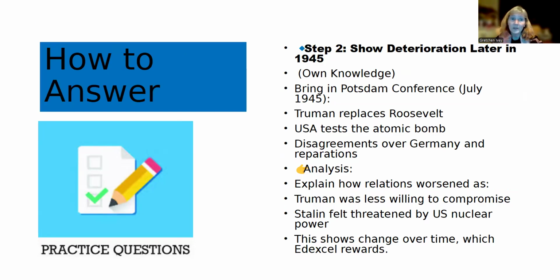Truman did not trust Stalin. Roosevelt was willing to work with him. Didn't particularly like him, but he's like, I can work with this guy. Truman, no, did not trust Stalin as far as he could throw him. Stalin felt threatened by U.S. nuclear power, the fact that we had the atomic bomb, and we'd shown that we would use it on Japan in World War II. And this shows change over time, which Edexcel rewards.